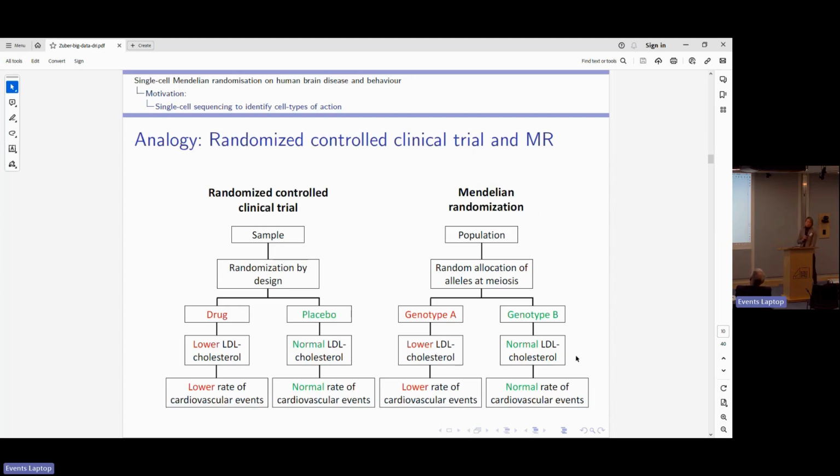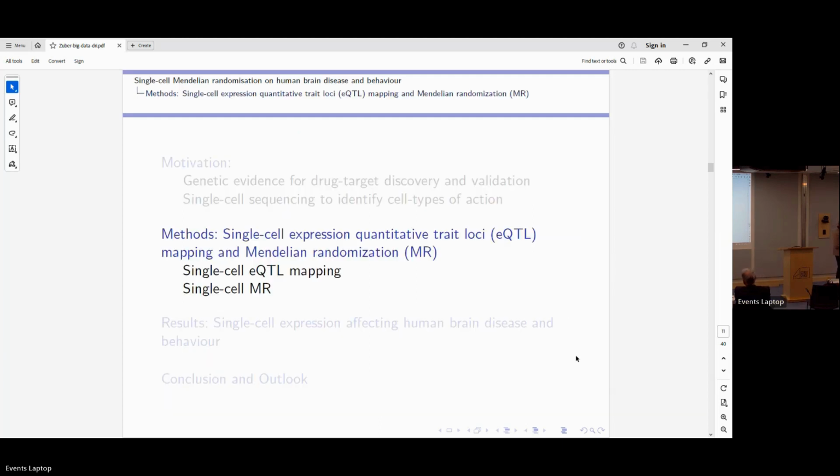So often, as also Neil has shown, people think of MR as a kind of natural experiment, where we have a random allocation of alleles at meiosis, where some part of the population has genotype B, which results in normal LDL cholesterol level, while in contrast, the other part of the population is allocated to genotype A, which has lower LDL cholesterol level and might have a lower rate of cardiovascular events.